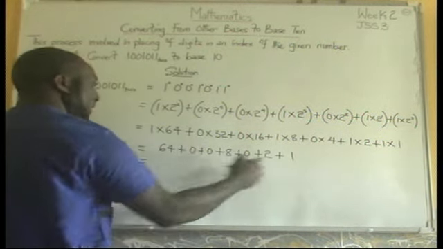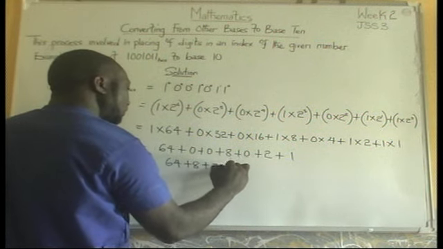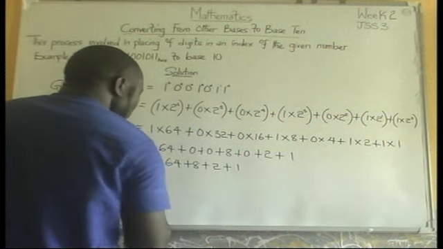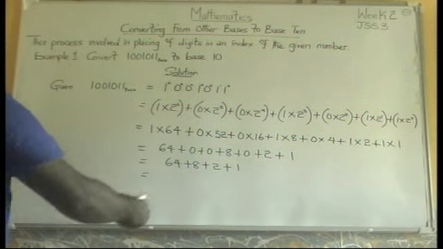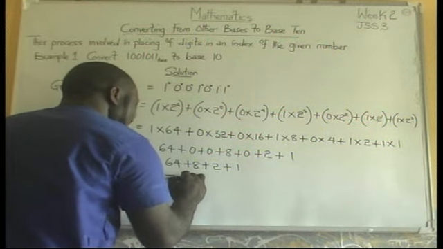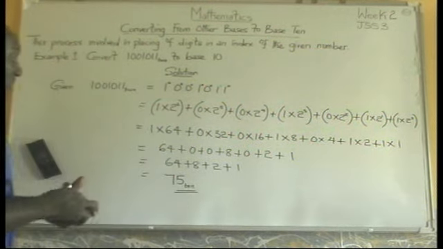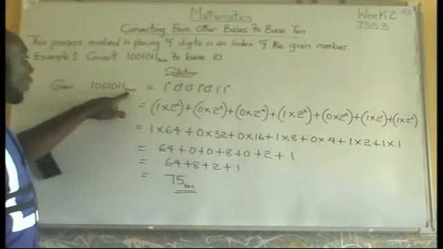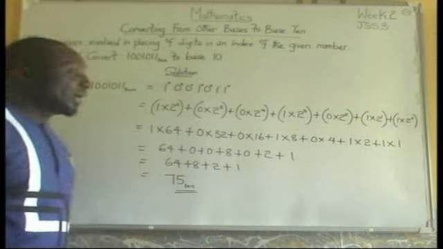So let's bring out the numbers: 64 plus 8 plus 2 plus 1 will give you 75 base 10. Always indicate the base 10, because we moved from base 2 to base 10. So let's move to the second example.